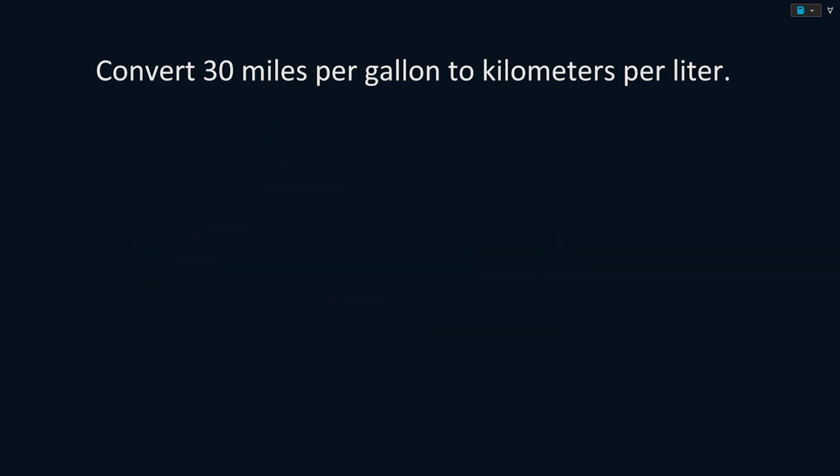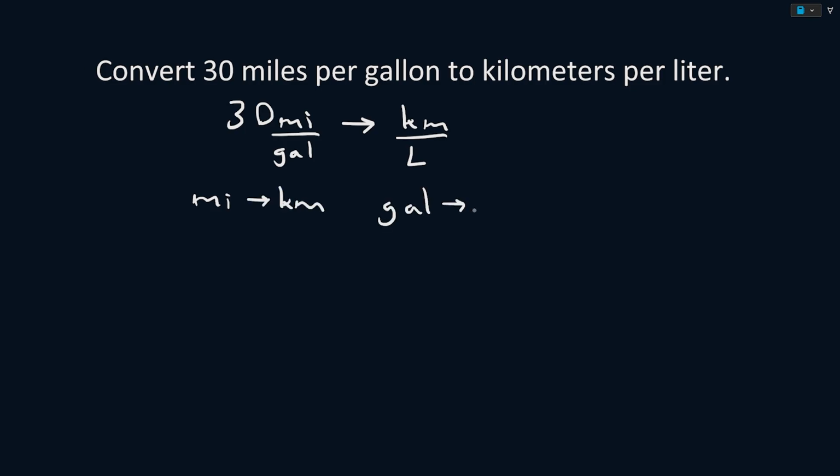Convert 30 miles per gallon to kilometers per liter. First, we will identify our given values of 30 miles per gallon, and we want to convert to kilometers per liter. To do this, we need to first convert from miles to kilometers, and then from gallons to liters.